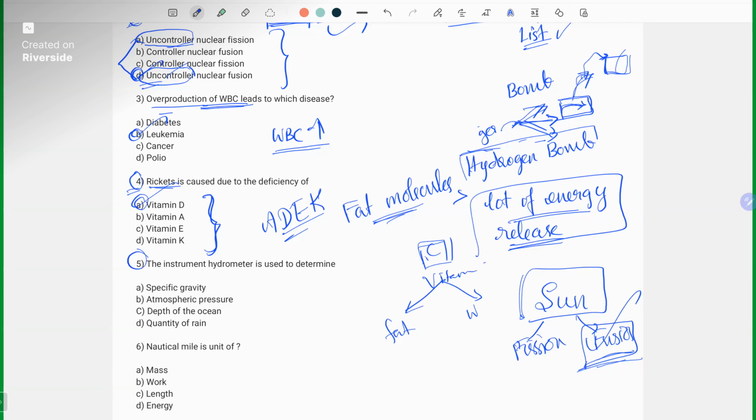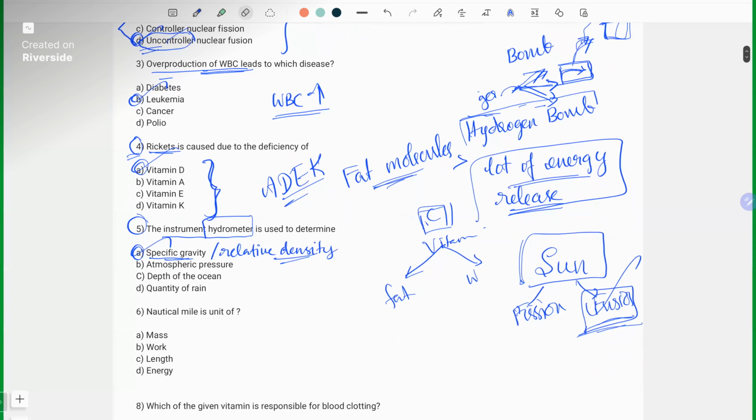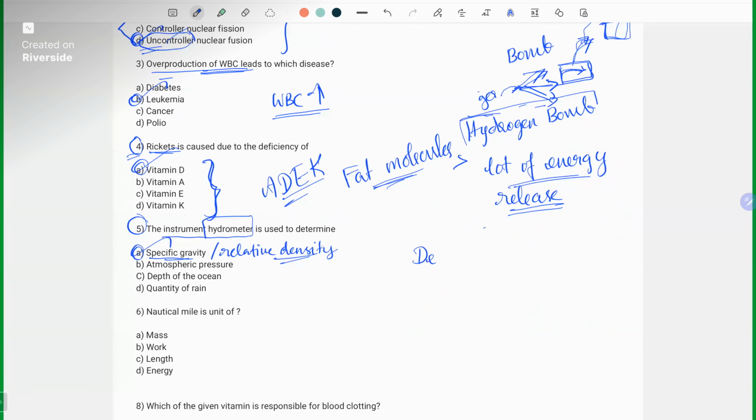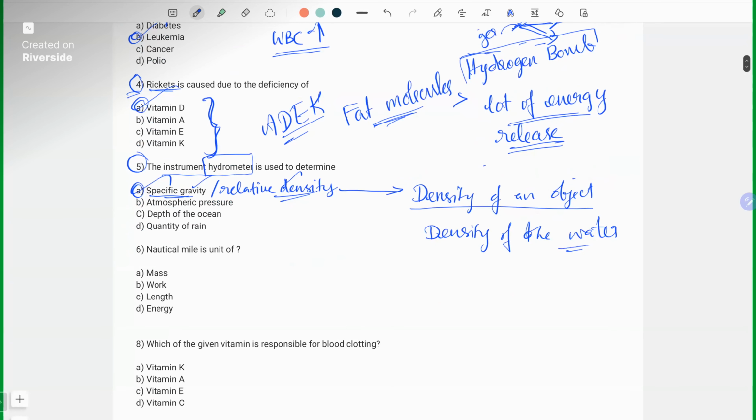Okay. Question 5. Instrument hydrometer. Option A, ma'am. Okay. What is specific gravity? It is option A. See, specific gravity is also relative density. Make a note. This is a previous year question we are discussing. Make a note. See, specific gravity or relative density is the density of an object, any object it can be, divided by density of the water. Okay, this is specific gravity or relative density.